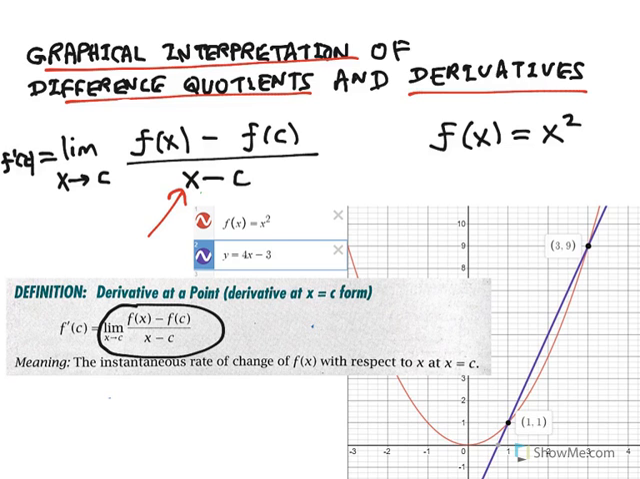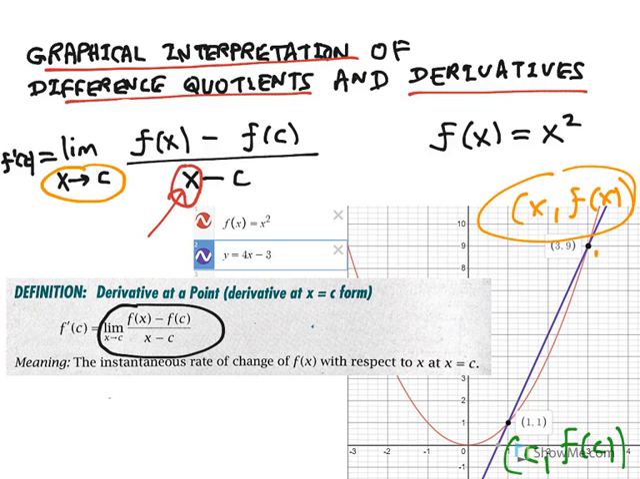So what's going on? As x is approaching c, this is what's happening. We have 2 points. One point is c, f of c, and the other point is x, f of x. In this limit, which is the definition of the derivative, x is approaching c, which means this second point is getting closer to the first point. When we take the limit of the difference quotient as x approaches c, we get what we call the derivative of the function f at x is equal to c.